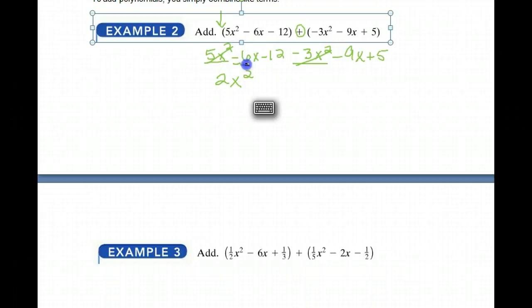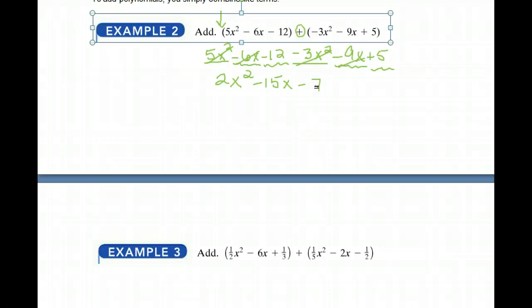Then we have negative 6x minus 9x. And that is going to give us negative 15x. Cross those out so we know we've used them. And then lastly, I have negative 12 plus 5, which will give me negative 7.